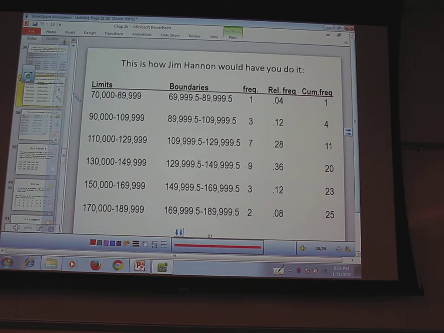Frequencies. I think you could have gone, like I said, 60,000 to 80, 80 to 100. You could have done that, 60, 80, 100. Especially since it would have ended with 179,999, so it would have caught everything. That probably makes more sense. I didn't do that.